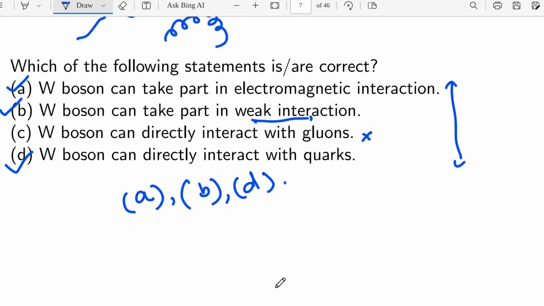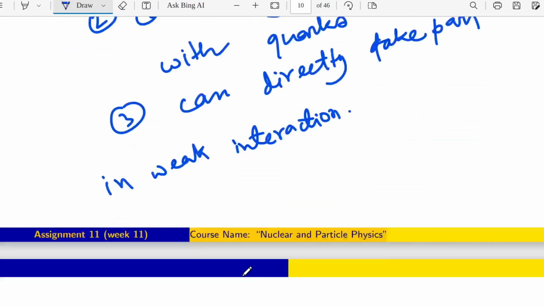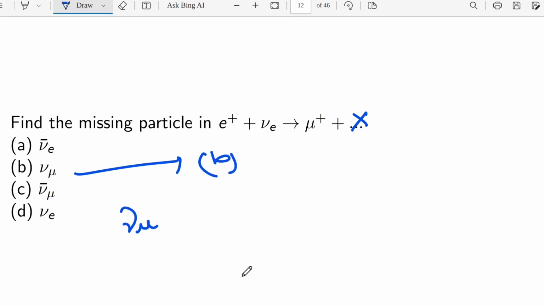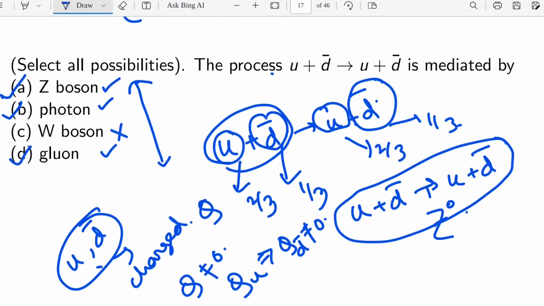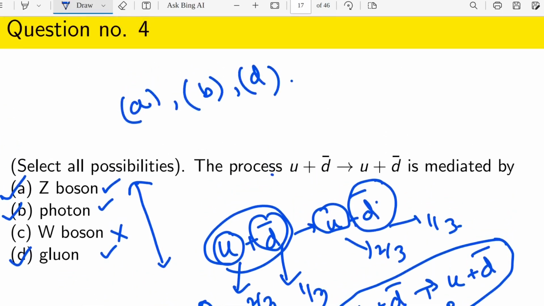Now coming to the second question. This is the second question. The answers are given here. In this case, the answers are these. Now the third question is this one, and the answer is this one. Fourth question is this one. The answers are, okay, I think I did not write the answer explicitly here. Yeah, I have written here. These are the answers.